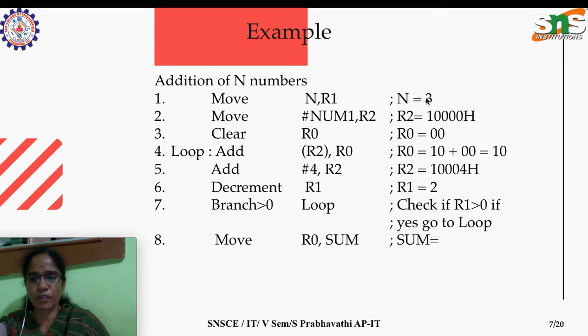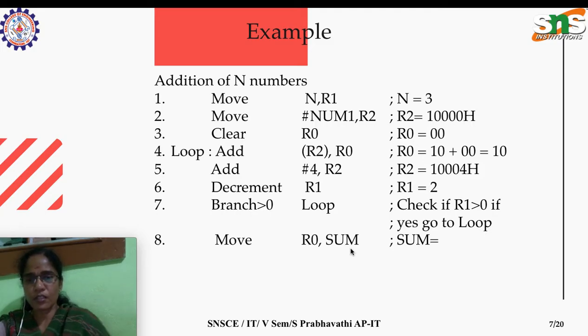So initially it is 3, so 1 is over, then the remaining is 2, then we are checking in the loop whether R1 reaches 0 or not. If not, keep on adding it, and that's it. When R1 becomes 0, it will jump out, and R0 will have the answer that gets assigned to sum.